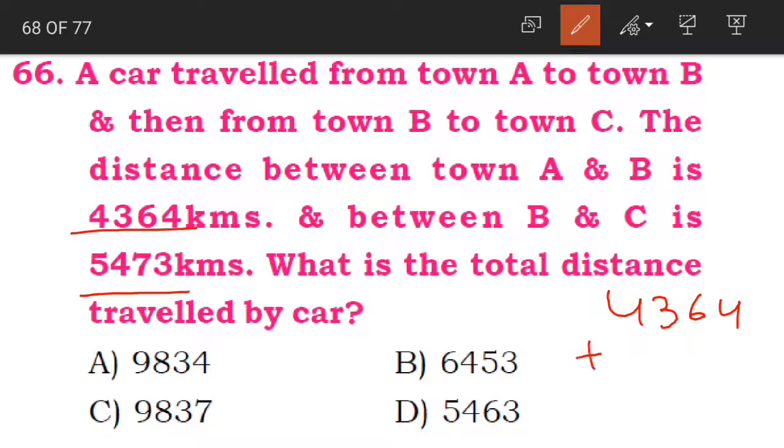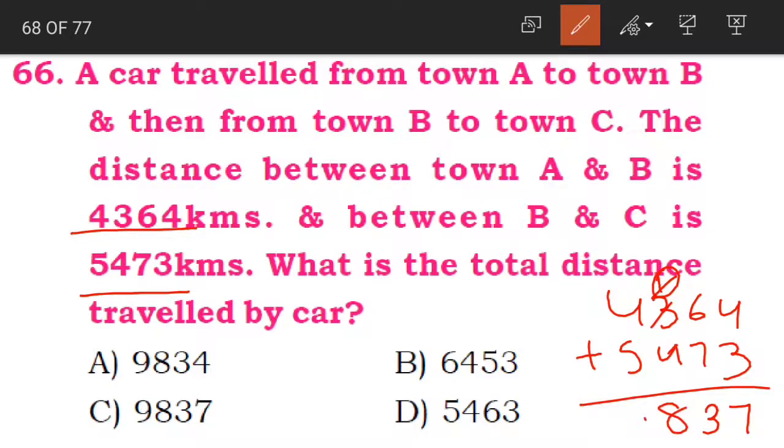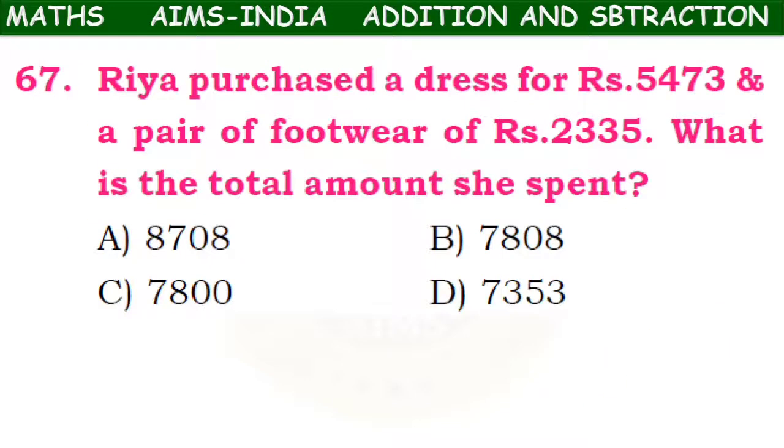4,364 plus 5,473. 4 plus 3 is 7. 6 plus 7 is 13. 1 here, 1 carried and 3 written here. 1 plus 3 is 4. 4 plus 4 is 8. 4 plus 5 is 9. Yes, clear, children? This was a very simple question, right?